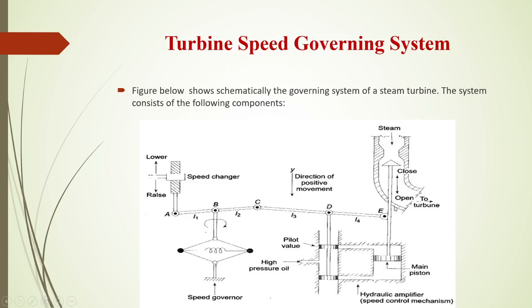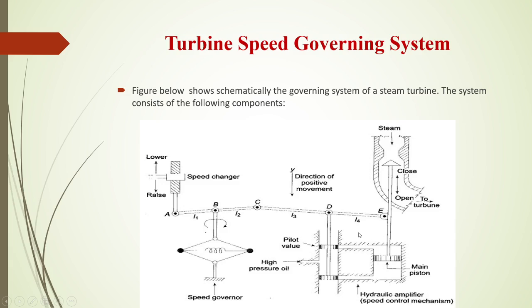Linkage mechanism. ABC is a rigid link pivoted at B. CD is another rigid link pivoted at D. This linkage mechanism will provide movement to the control valve in proportion to the change in speed. Whenever there is a change in speed, the linkage mechanism will show its movement. It will also provide the feedback from the steam valve movement, so if there is a change in the steam valve, the linkage mechanism will show the change.